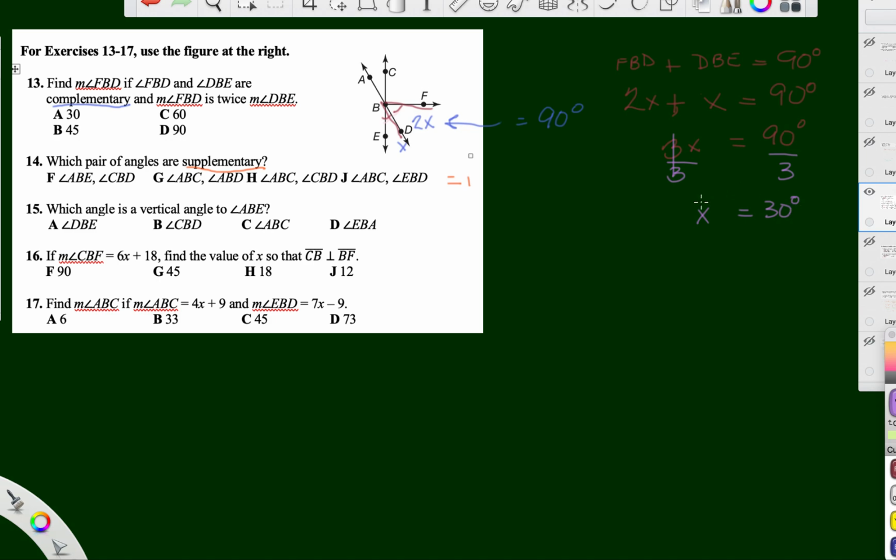Okay. Well, if x equals 30 degrees and FBD is two of them, let's just multiply this by 2. So 2 times 30 equals FBD. And then put the angle symbol in there, sorry. And that means that FBD has to be 60 degrees.